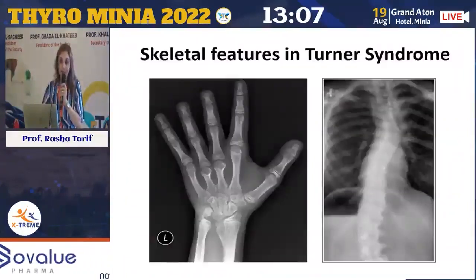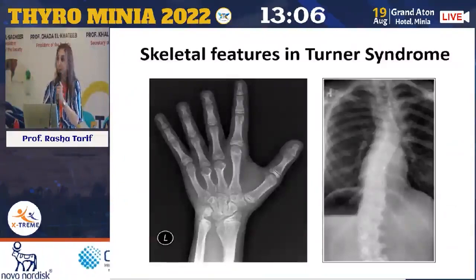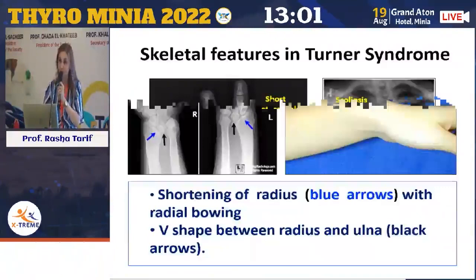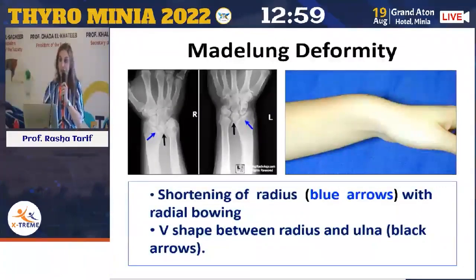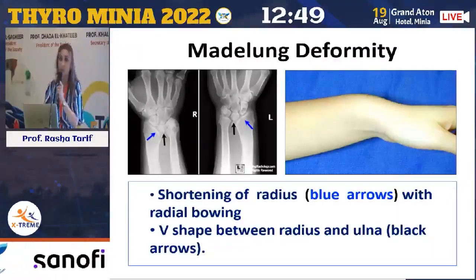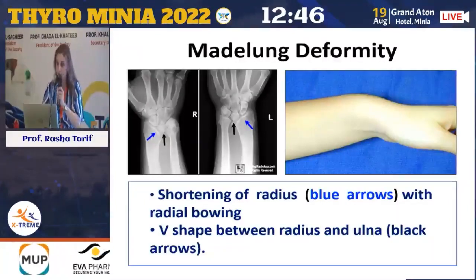And here you can see some of the skeletal features in Turner syndrome: short metacarpals and scoliosis. And this is the Madelung deformity, which is the shortening of the radius, bowing of the radius, and the V-shaped angle between radius and ulna. Again, the skeletal features point towards Turner syndrome.